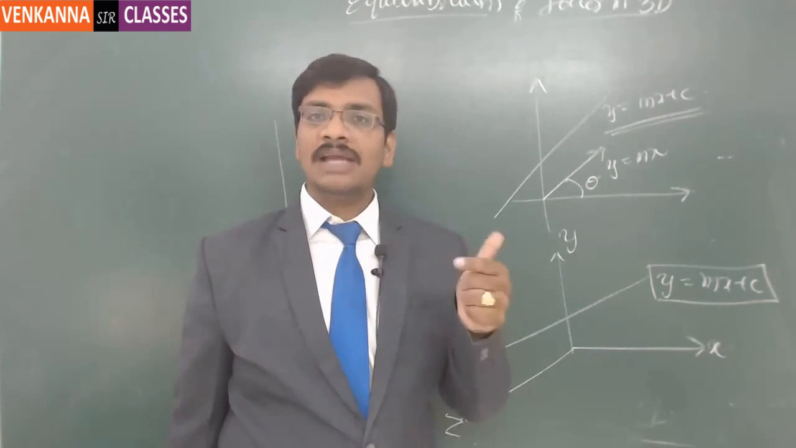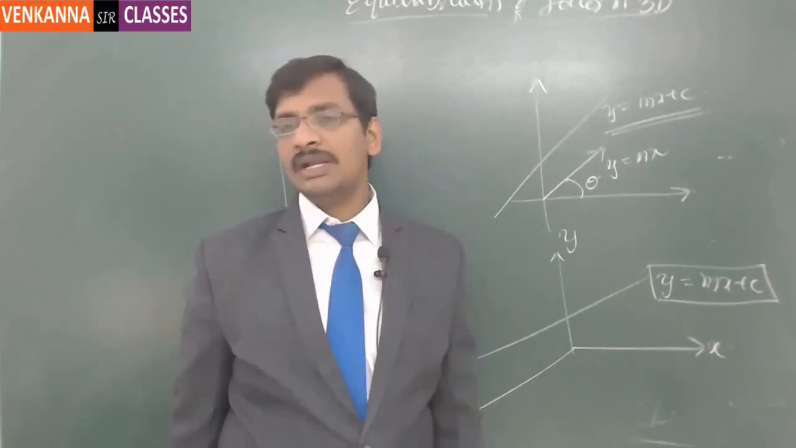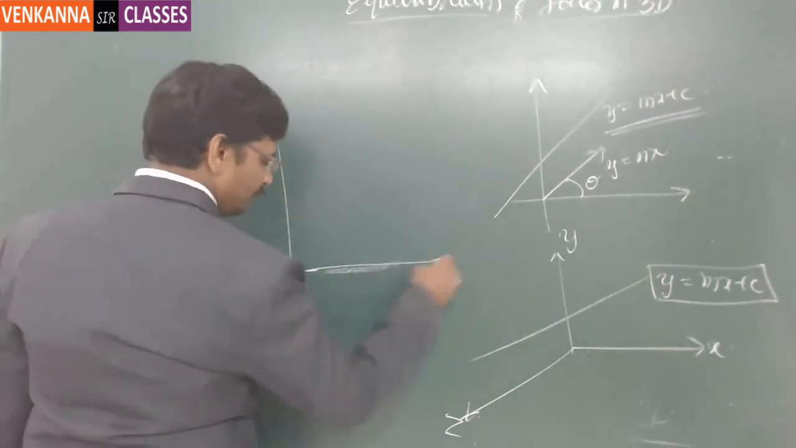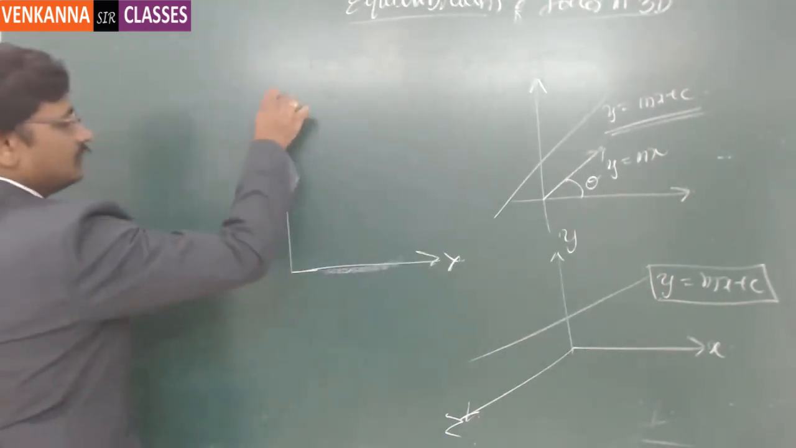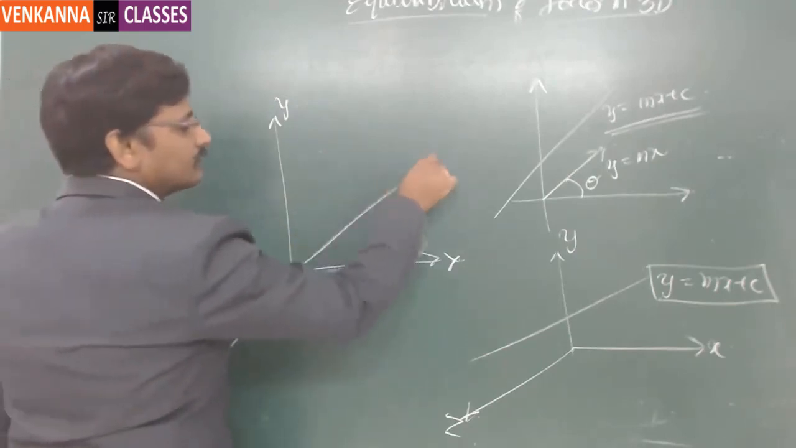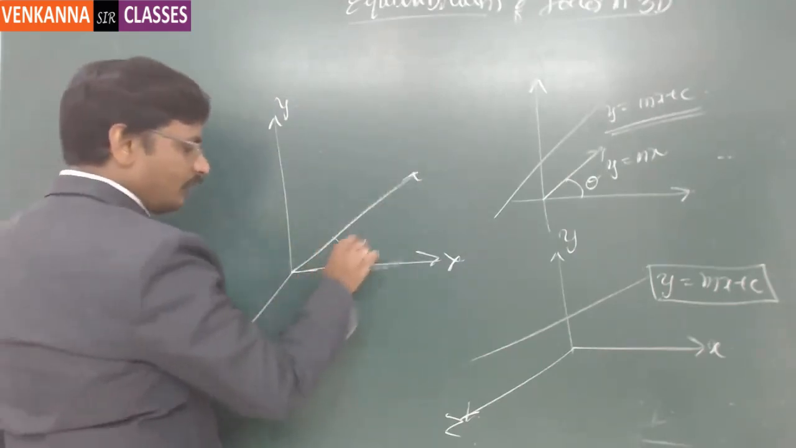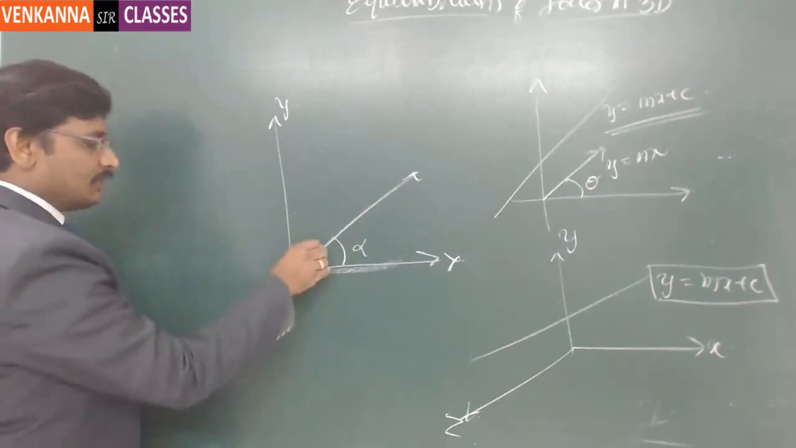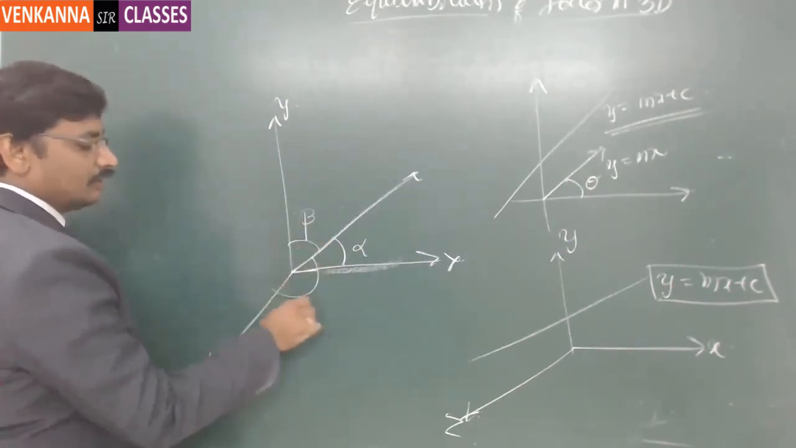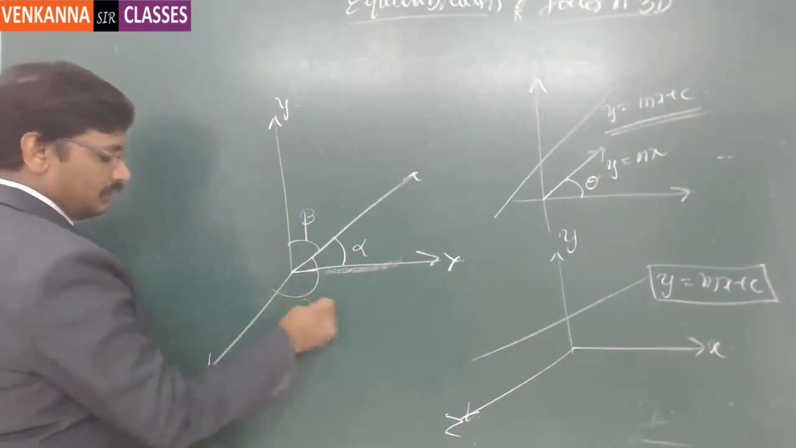Now all the 3 angles together will decide the direction of the line. That means if I take this, so this is the x-axis, this is the y-axis, and this is the z-axis. Now if I draw a line like this, it is making an angle of alpha with the x-axis, an angle of beta with the y-axis, and an angle of gamma with the z-axis.